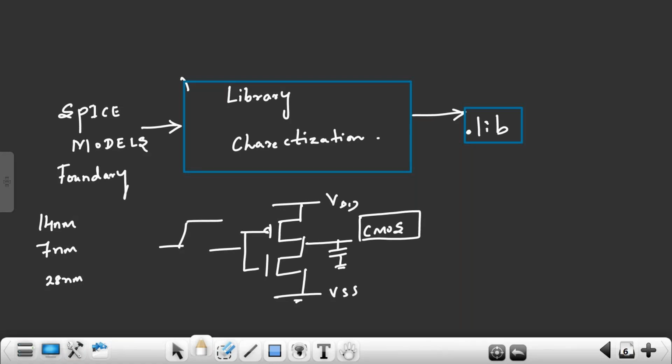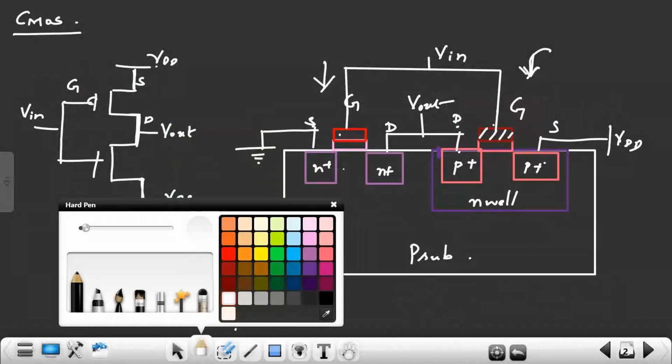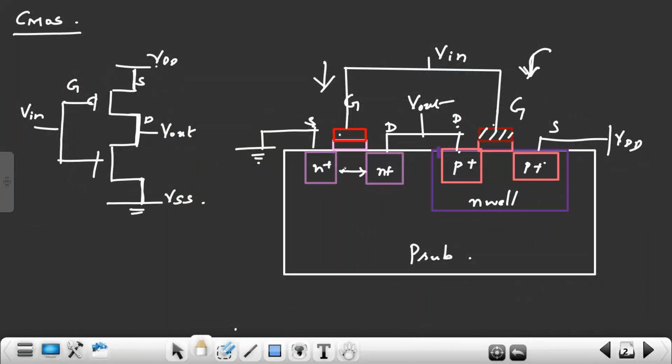We call this technology, right? 14 nanometer technology. What is the meaning of 14 nanometer technology? It means the distance between source and drain, right? How much is this distance between source and drain? 14 nanometer. Here, the distance between source and drain is 14 nanometer.